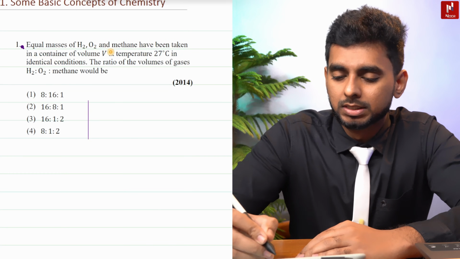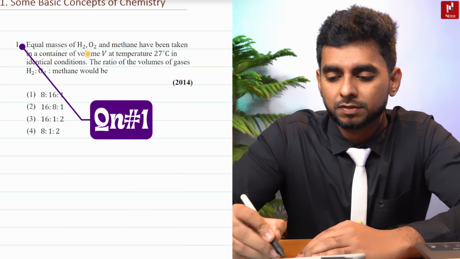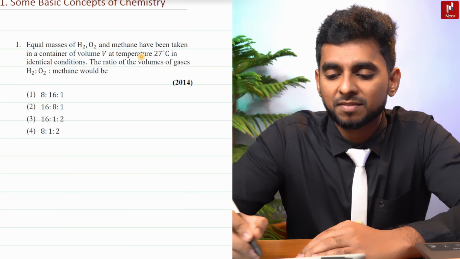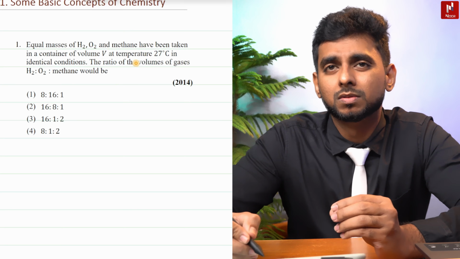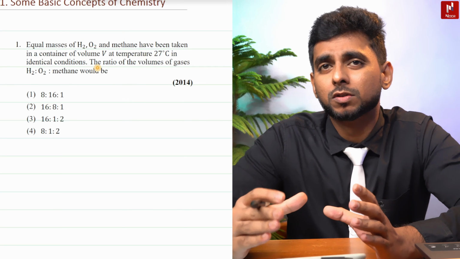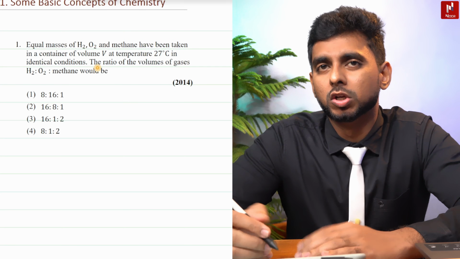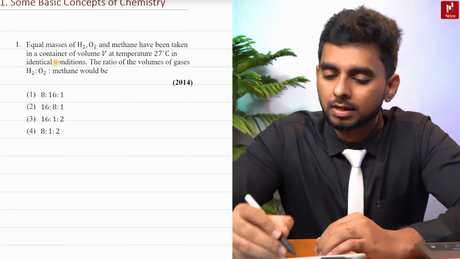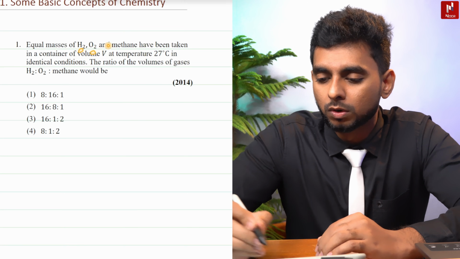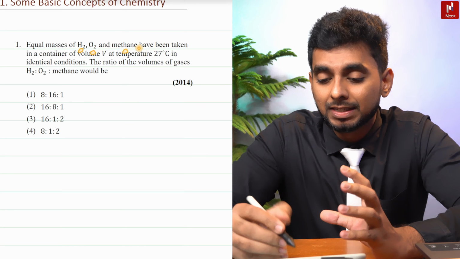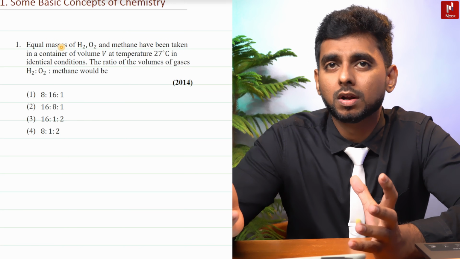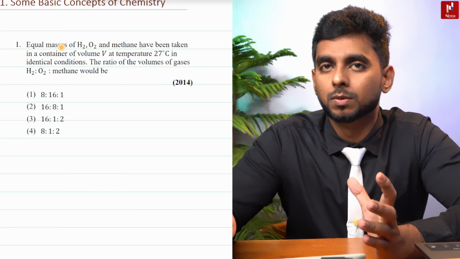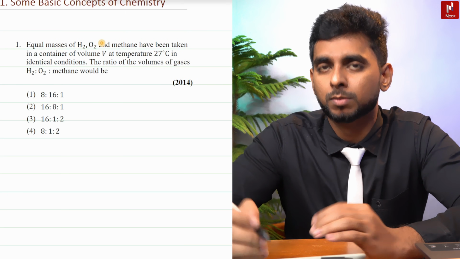So here you have got equal masses. First question is: equal masses of H2, O2 and methane have been taken in a container of volume V. Got it? So this is a question based on the logic of mole. Majority of the questions that we will see will be from the mole concept in this session. Got it? So here I've got H2, O2 and then methane. We have taken equal masses. Got it? So the mass is same, which means obviously you will not have same number of atoms or molecules in it, right? Because these have different molar mass.